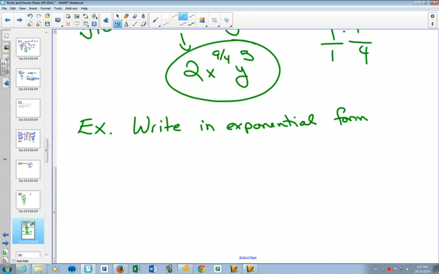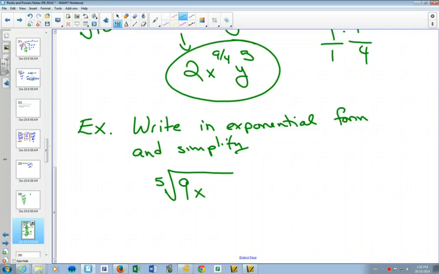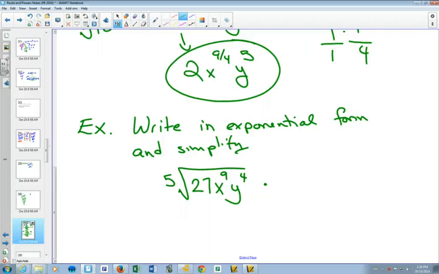Okay? So write in exponential form and simplify the 5th root of... Ooh, I don't want 9, I want an even nicer number. Okay, 5th root of 27, x to the 9, y to the 4, times by the cube root of 9. Oh, I like this. x to the 2/3, y to the 8.